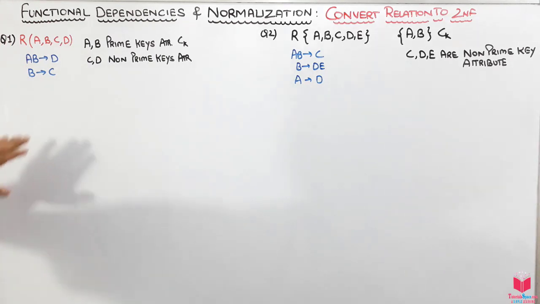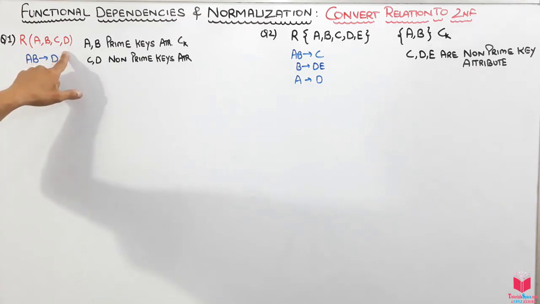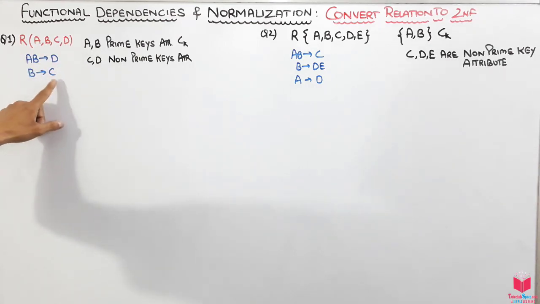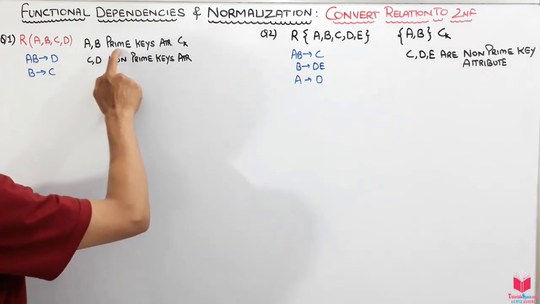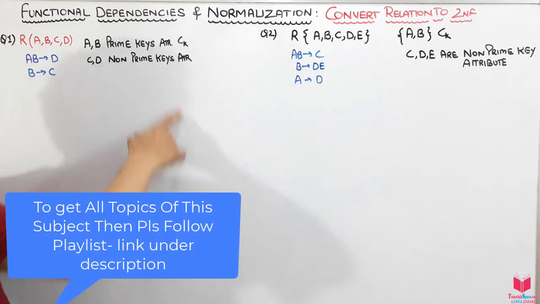So let's see how we can do it. In this example we have a relation with the attributes A, B, C, D, and these are the functional dependencies: A, B to D, then B to C. Additionally, we are given that A, B is a prime key attribute or the candidate key, and C, D is a non-prime key attribute.